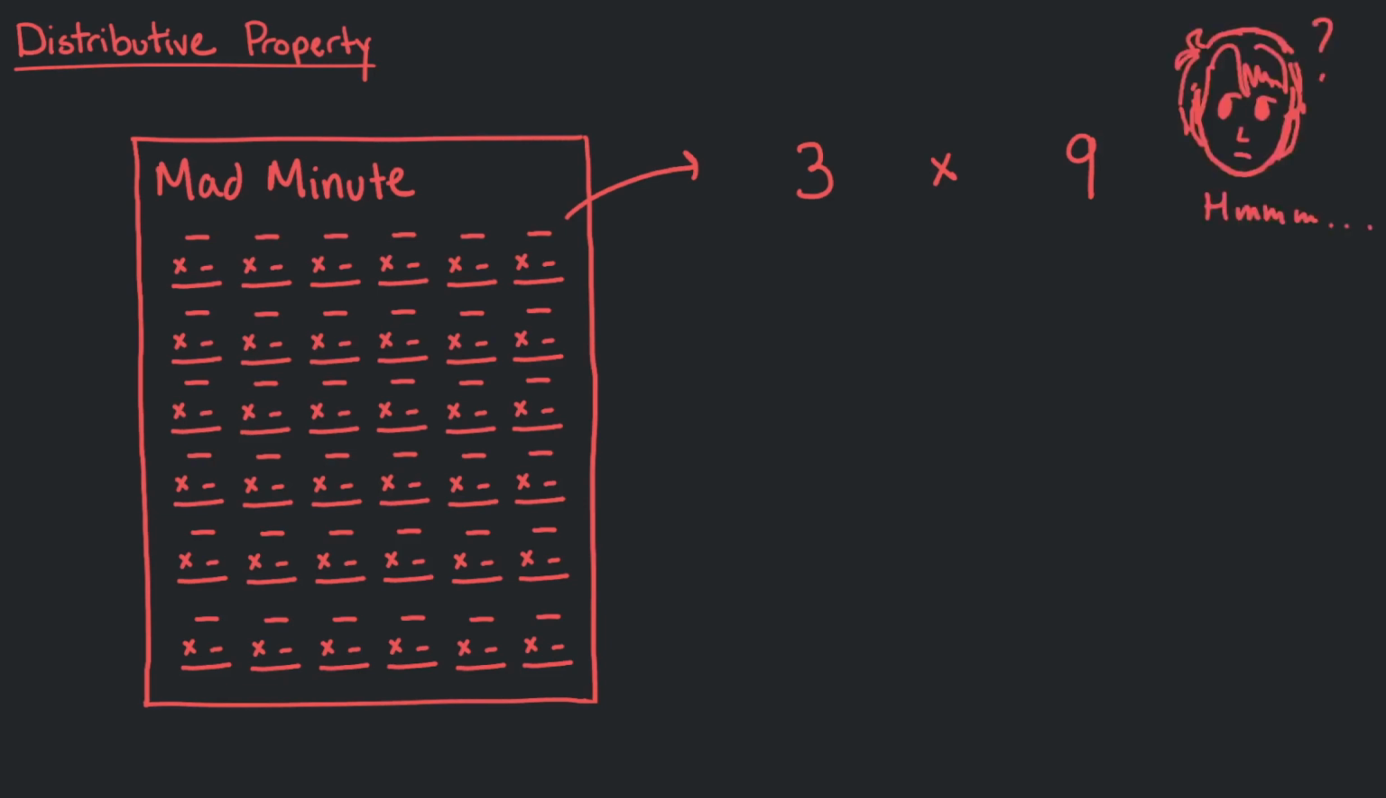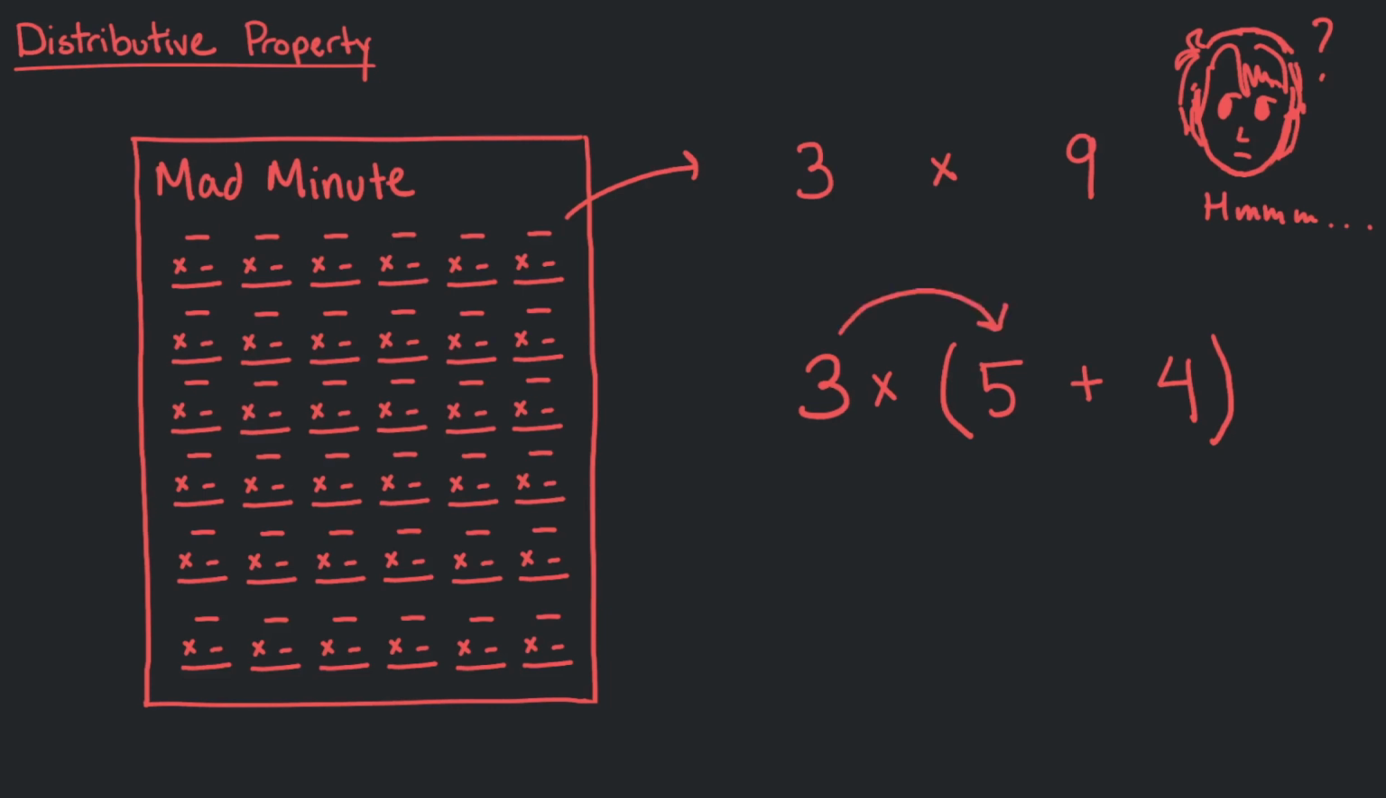He decides to break up the 9 into 5 plus 4. Now he has to multiply 3 times 5 plus 4. You might think, what is the point of that? You just made the problem longer. Well, because he broke up the 9, he could change the problem into one that he could solve.